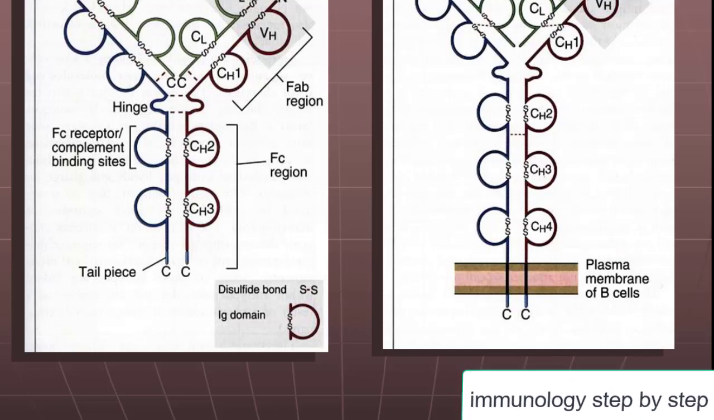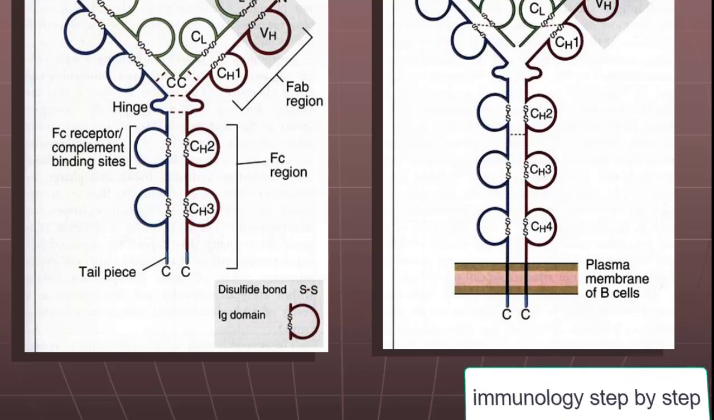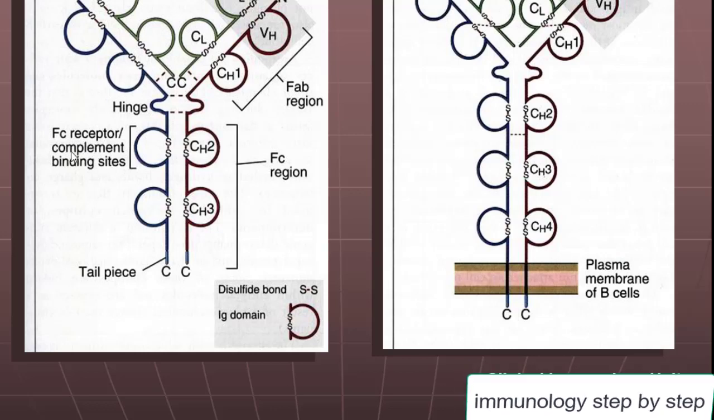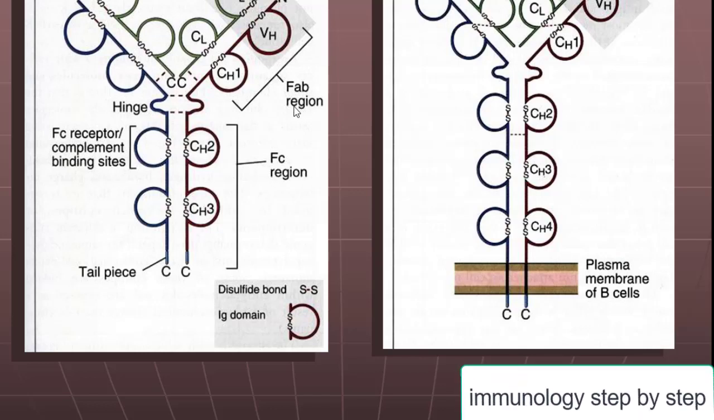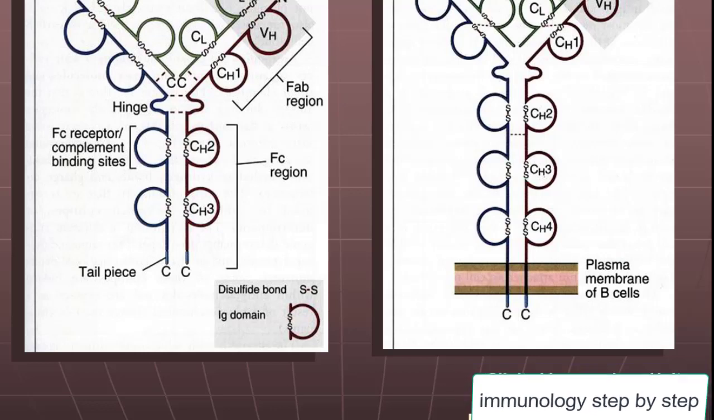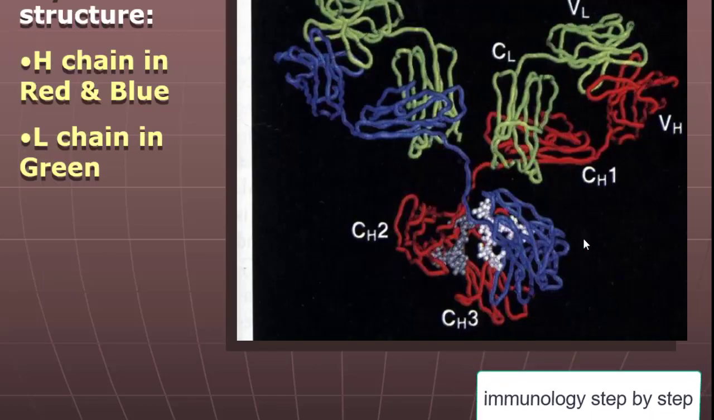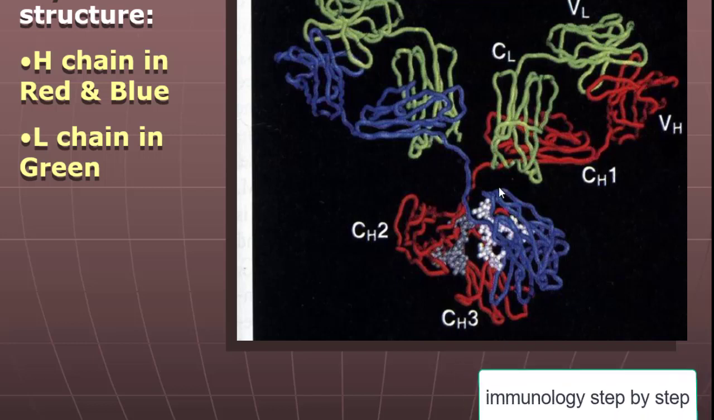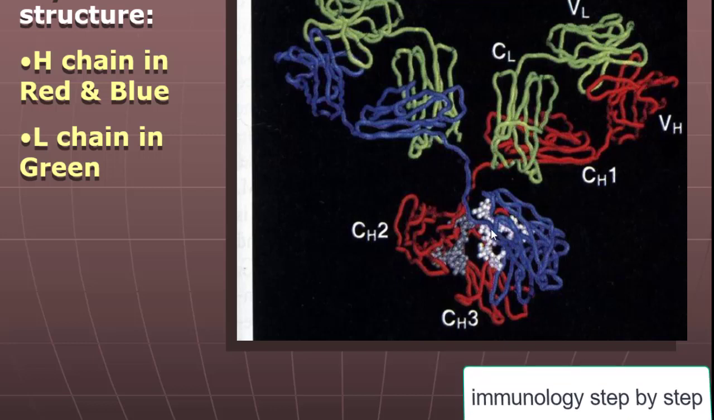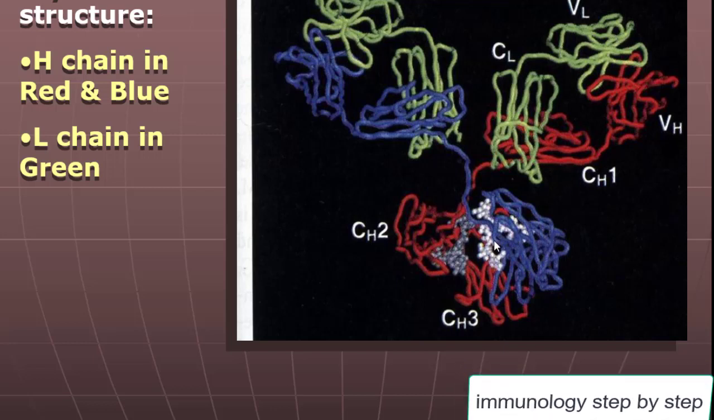This is the structure of immunoglobulin: secreted Ig with heavy chain, light chain, the Fc receptor and complement binding site, this Fc region, the Fab region, and membrane IgM with the antigen binding site in the plasma membrane of B cells. This is the crystal structure, with the H chain in red and blue and the L chain in green, by crystallography.